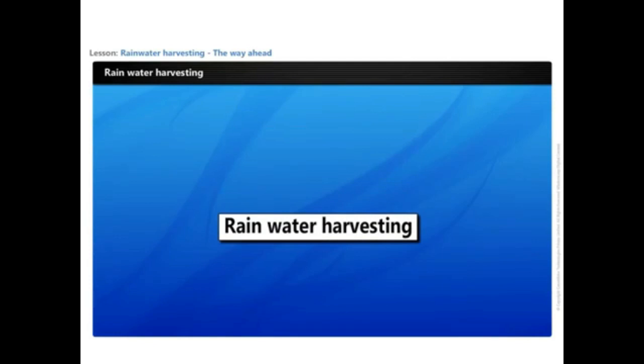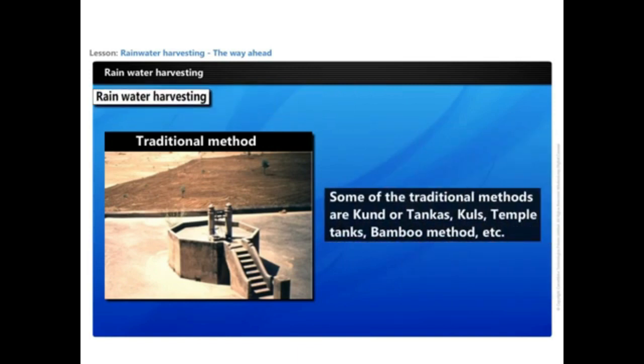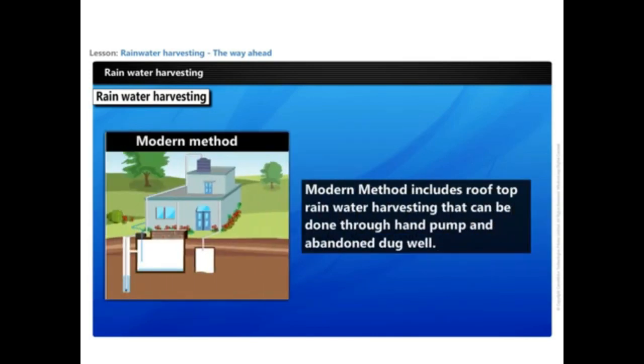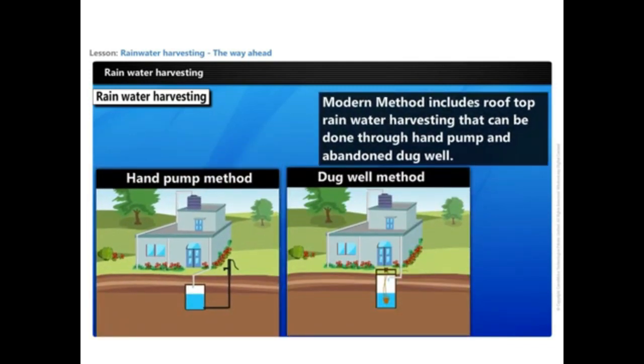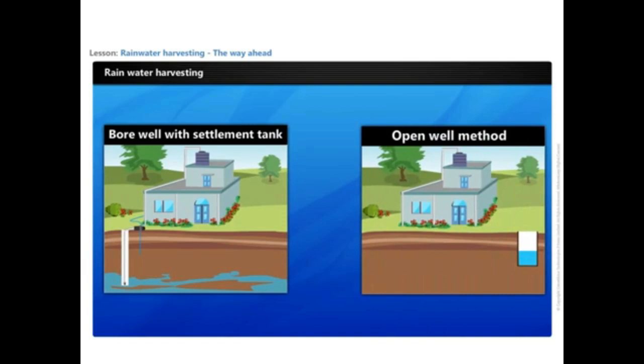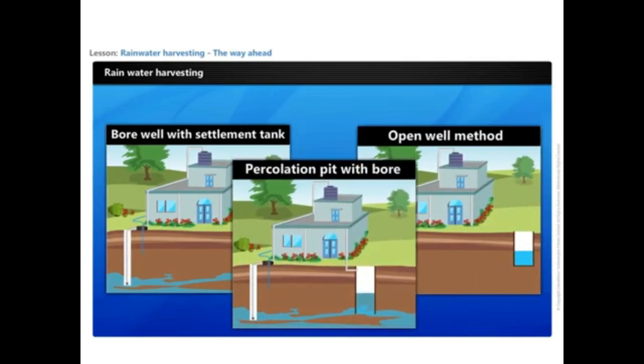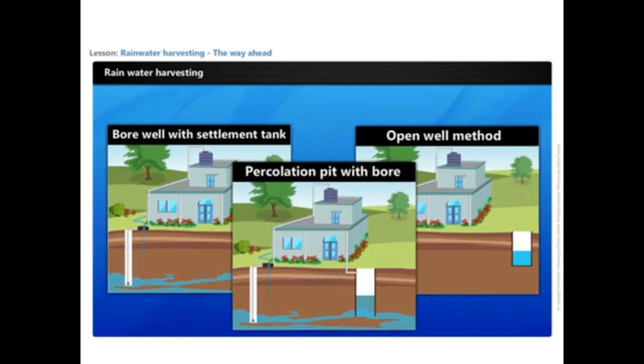Rainwater harvesting is done through traditional method and modern method. Some of the traditional methods are kund or tankas, kuls, temple tanks, bamboo method, etc. Modern method includes rooftop rainwater harvesting that can be done through hand pump and abandoned dug well. Some other methods such as bore well with settlement tank, open well method with filter bed pump, percolation pit with bore method, etc. are used effectively in various cities.